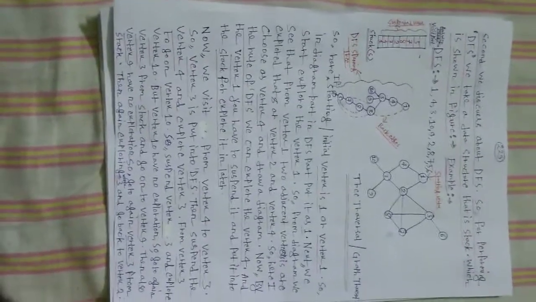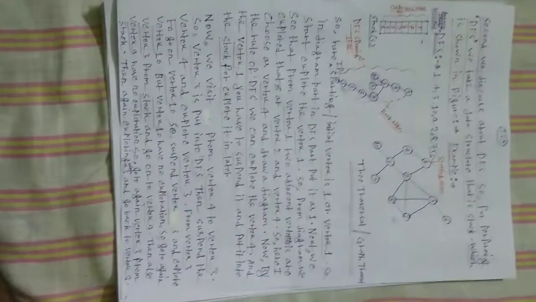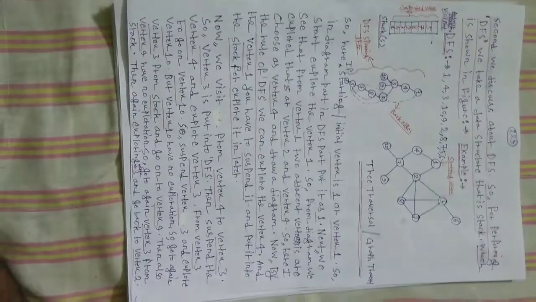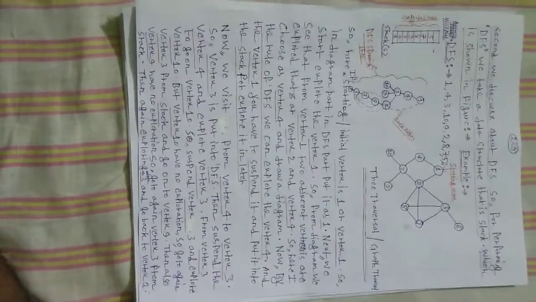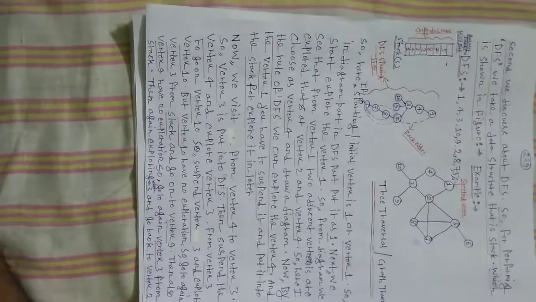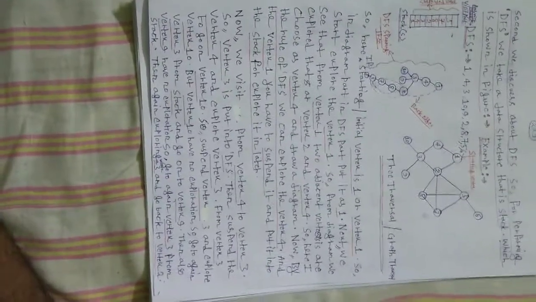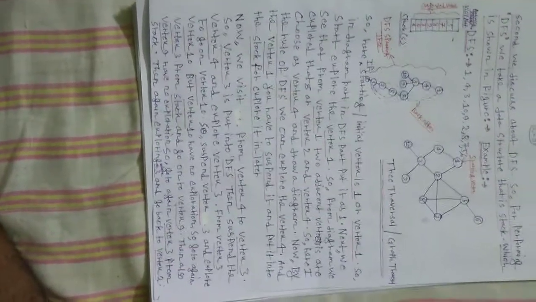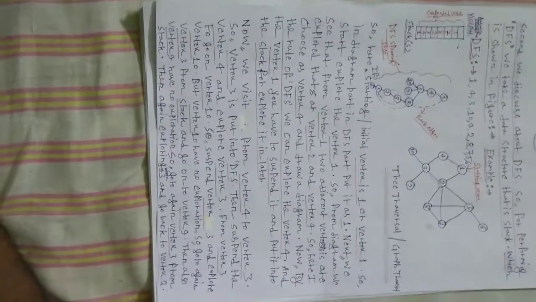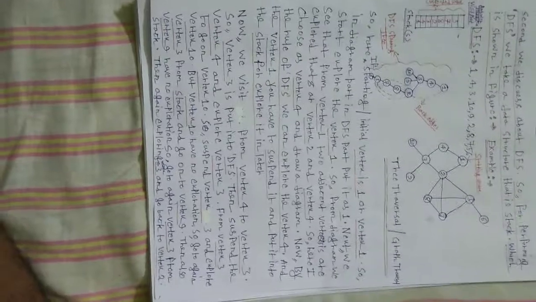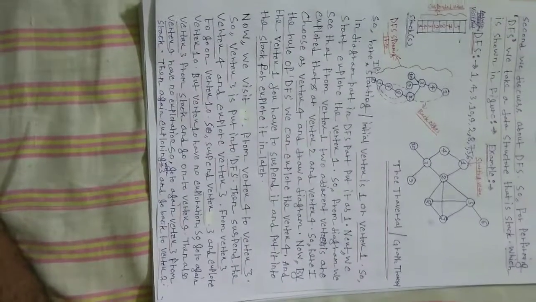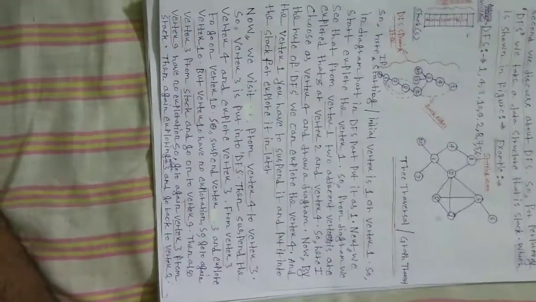Second, we discuss DFS. For performing DFS we take a data structure that is a stack, which is shown in the figure. For BFS we take a Q, and for DFS we take a stack. Here the initial vertex is 1; in BFS we took starting vertex 1, and in DFS also we take starting vertex 1. So in the diagram part, in the DFS part, put it as 1.